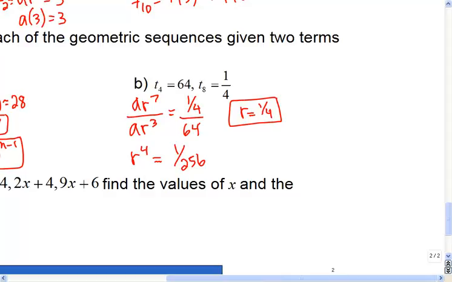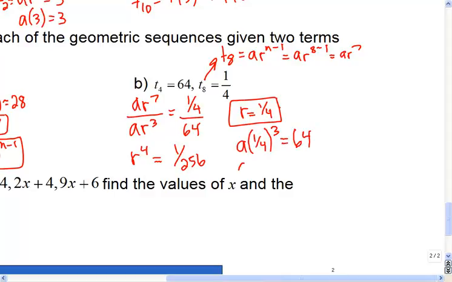Because this is the term formula for term 8. Term 8 is ARn minus 1, so that's AR8 minus 1, which is AR7. Okay? Good. So I'm going to take that, and again, you can use it on either one. That means it's A times 1/4 cubed equals 64.